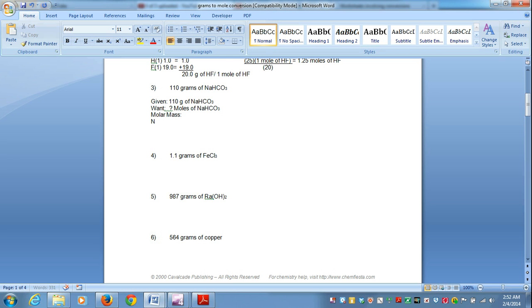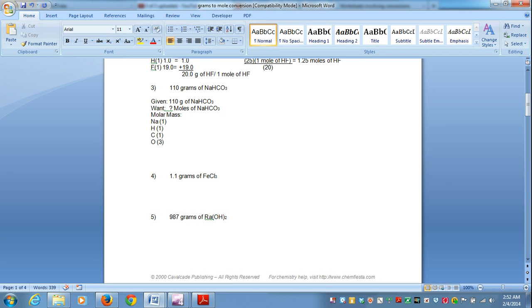In this case, again, we have to separate all our elements, and in this case it'll be sodium, hydrogen, carbon, and oxygen. Now we have to put in parentheses how many atoms there are of each element. In the case of sodium, there is 1. Hydrogen, there is also 1. Carbon, there is also 1. Oxygen, there are 3.